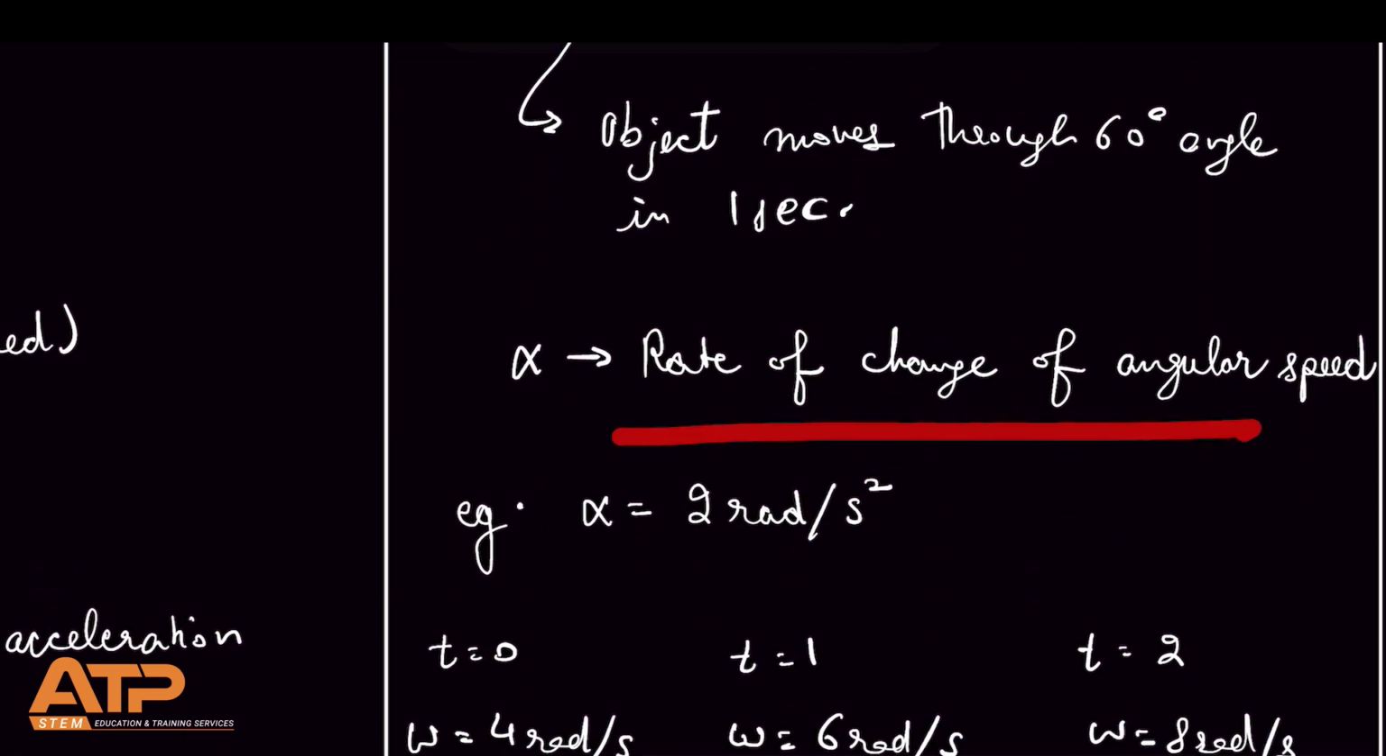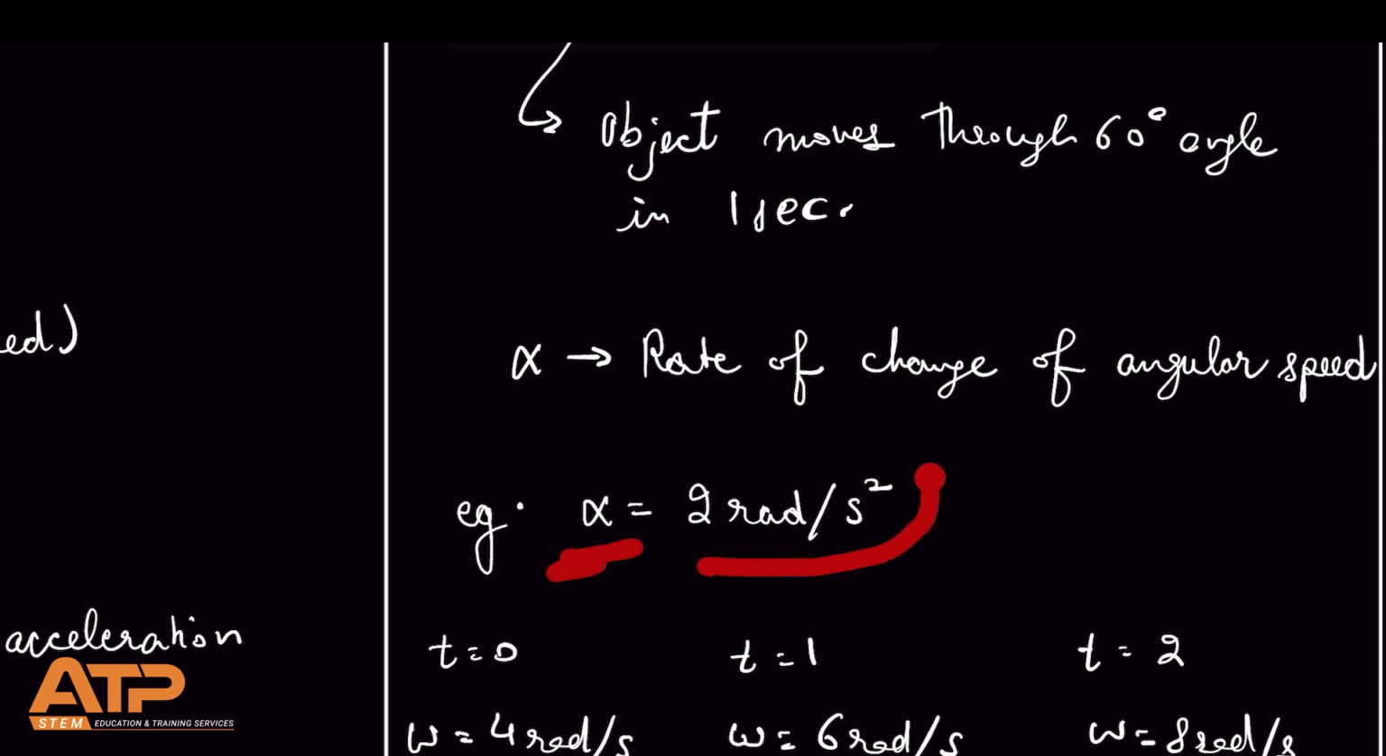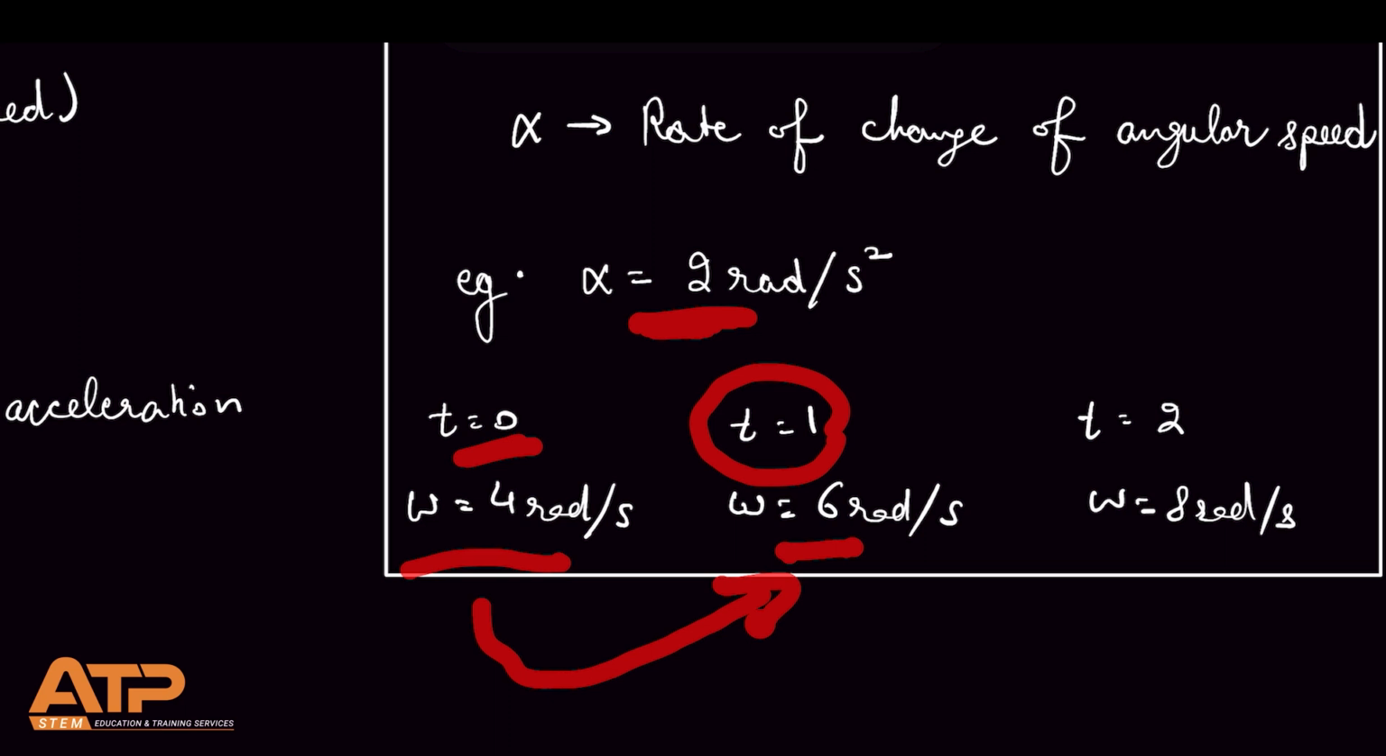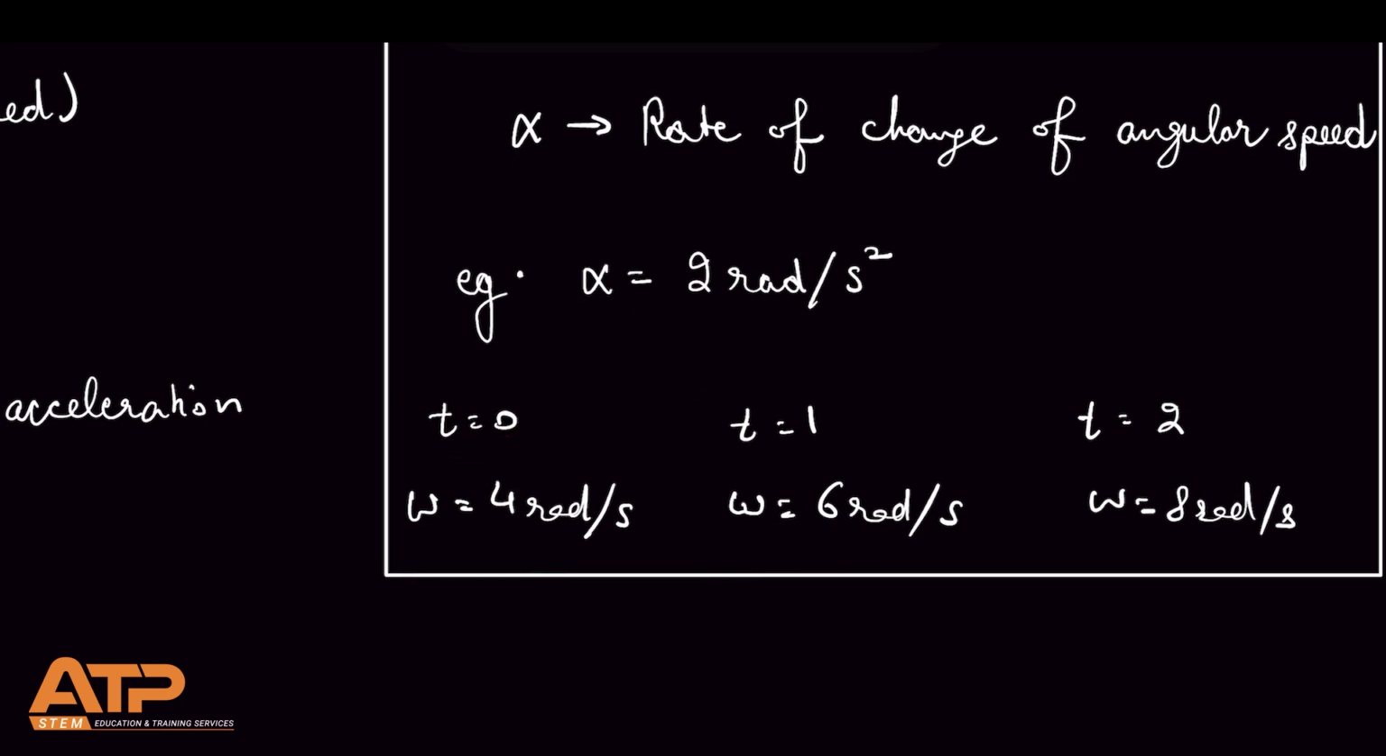Alpha, rate of change of angular speed. When we say alpha is 2 radians per second square, what does it mean? Let's say at t equal to 0, there was an object with an angular speed of 4. After 1 second, because there is alpha of 2, because there is a change of 2, new omega will be 6. 4 to 6, there is a change of 2. Similarly, in another 1 second, this will become 6 to 8. You can keep going. At t equal to 3, it's going to be 10 and so on. So alpha equals 2 means omega keeps changing by 2 in every 1 second.